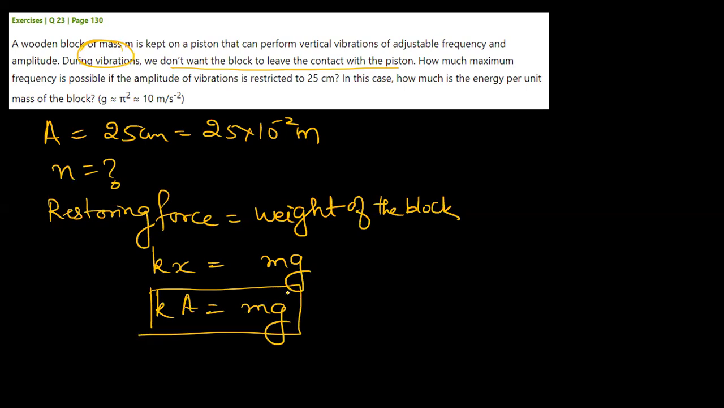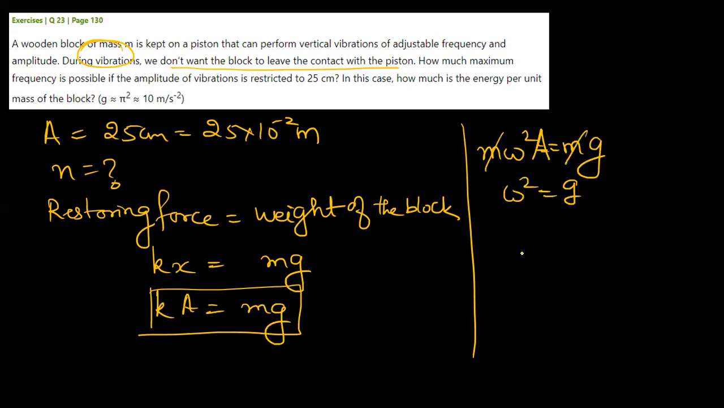We need to find the value of n, that is frequency. So from here, how do we find the value of frequency? They have given that during vibrations, we don't want the block to leave contact with the piston. How much maximum frequency is possible if the amplitude is 25 centimeters? So from here I can write Ka equal to mg, and K can be written as m omega square. So m omega square A is equal to mg. Cancel m. Omega square equal to g upon A. Instead of omega I can write omega equal to 2 pi n, since I need frequency.